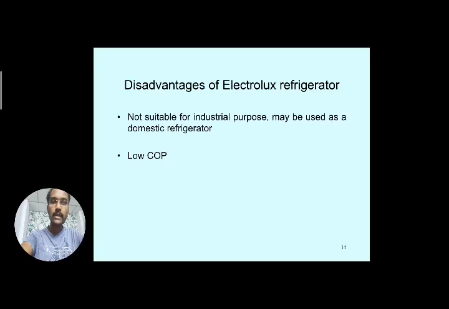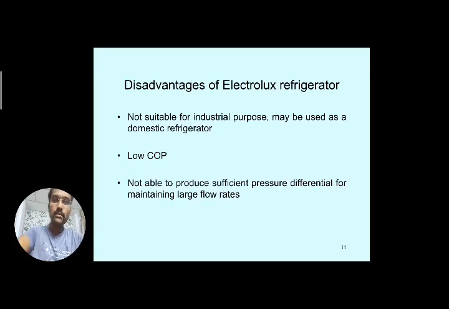And this is also one reason why they are not using a low COP. Whatever refrigeration effect you are getting, compared to the input you are giving, it is a low COP, so the output may be very less. Because of the low COP, it is not able to produce sufficient pressure differential for maintaining large flow rates.